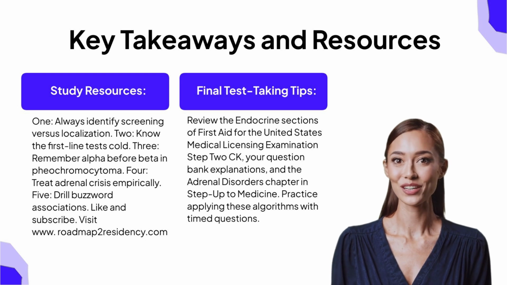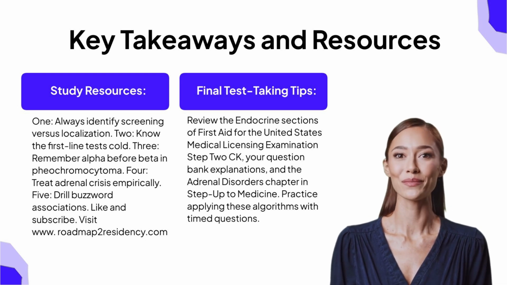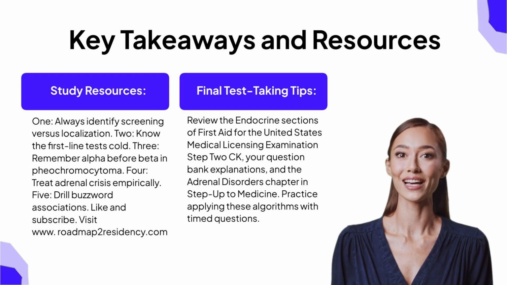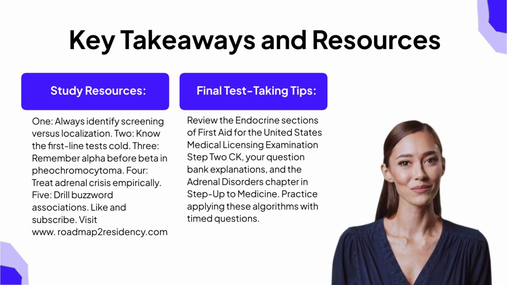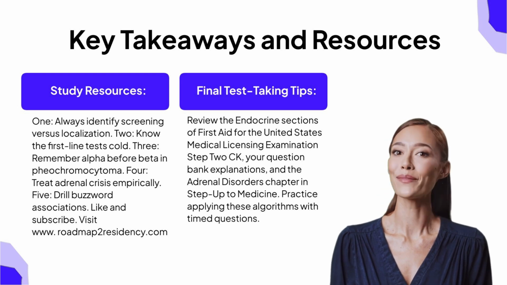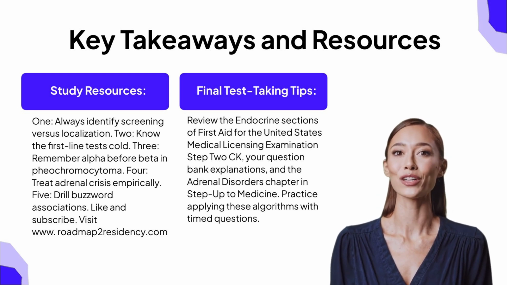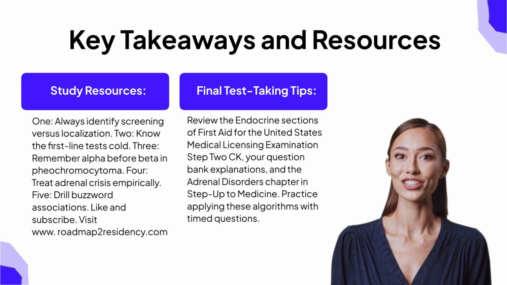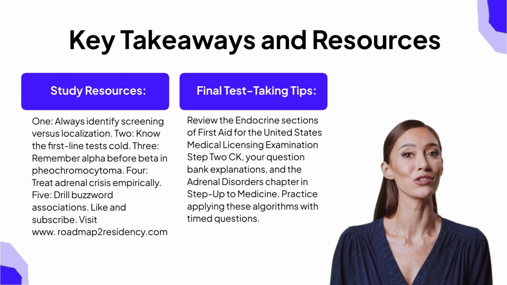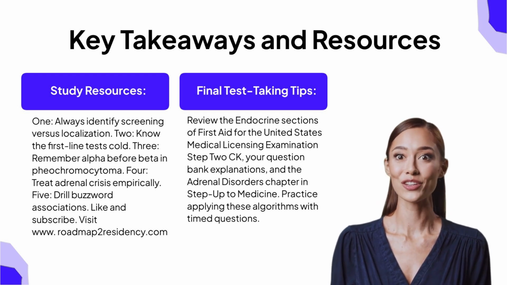Second, know your first-line tests cold. For Cushing, it is 24-hour urine-free cortisol, late-night salivary cortisol, or 1 mg dexamethasone suppression test. For adrenal insufficiency, it is morning cortisol and the ACTH stimulation test. For hyperaldosteronism, it is the aldosterone to renin ratio. For pheochromocytoma, it is plasma metanephrines.